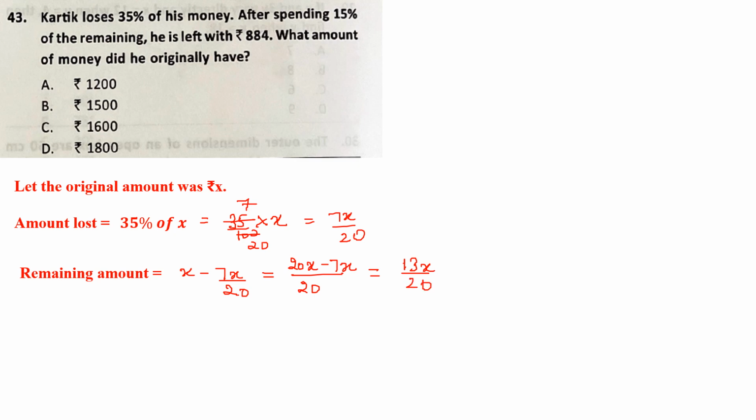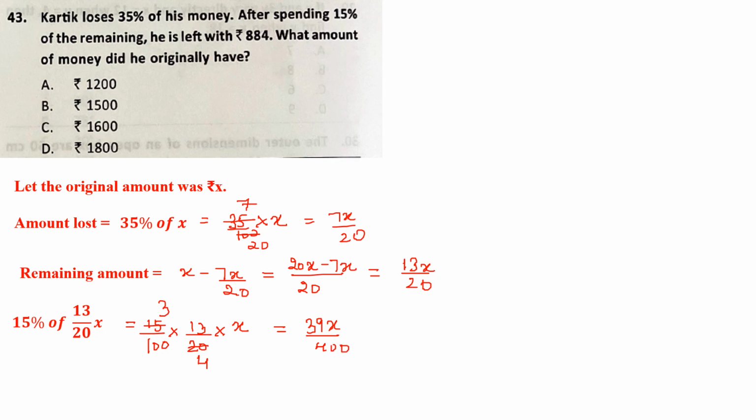Now after spending 15% of the remaining, this much is spent. So let's calculate it. It will be 15 by 100 into 13 by 20 into x. Now reduce it. 5 threes are 15, 5 fours are 20. When we solve it, 3 into 13 will give me 39x by 400. So this much money he spent.